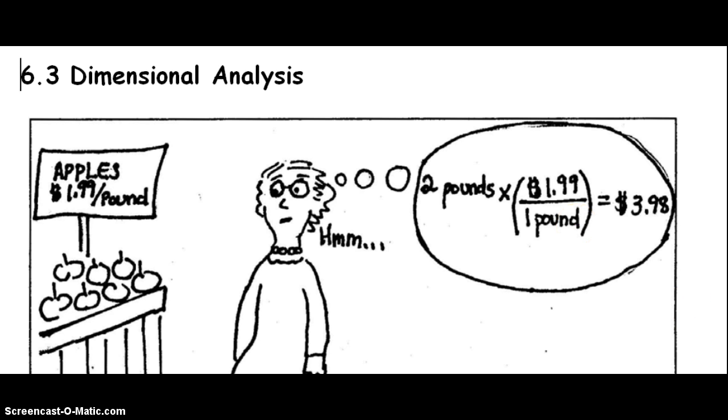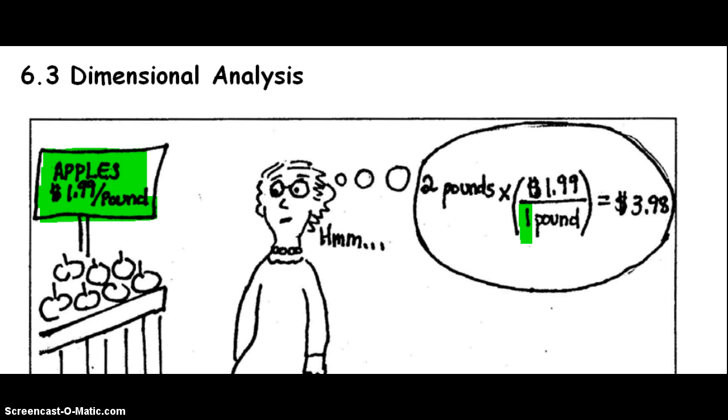This is just a cartoon that I ran across where this lady is at the grocery. She's shopping for apples. We've just finished talking about unit rate, and the sign here says apples are $1.99 a pound. So that is their unit rate per 1 pound. For unit rate, our goal is to get the denominator to be 1.